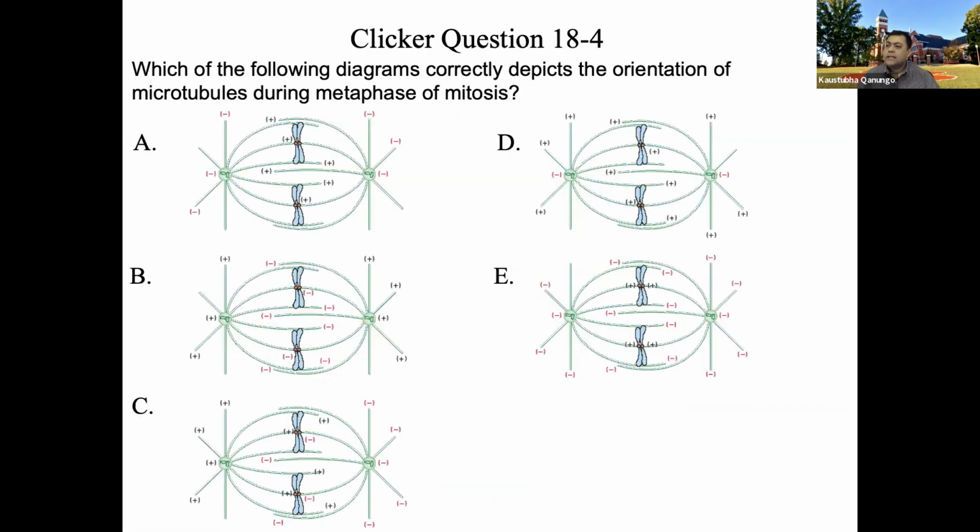So let's take a look at the next question. All right, so now you have: which of the following diagrams correctly depicts the orientation of the microtubules during the metaphase of mitosis?